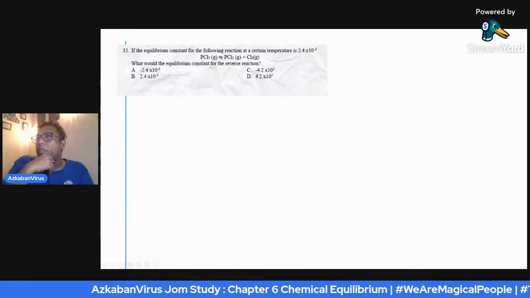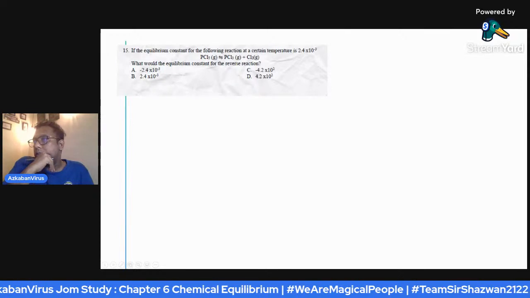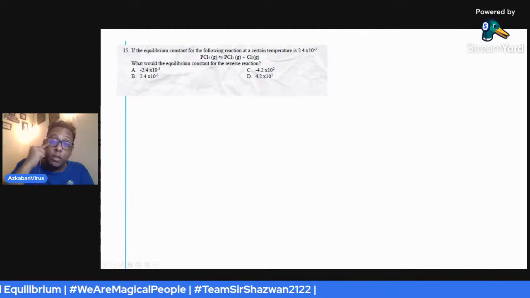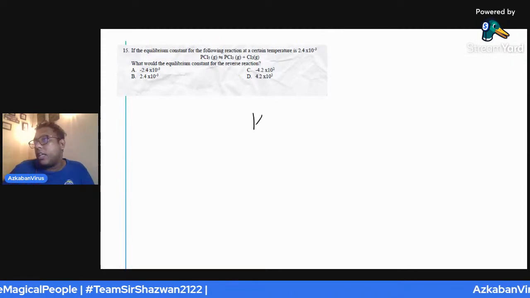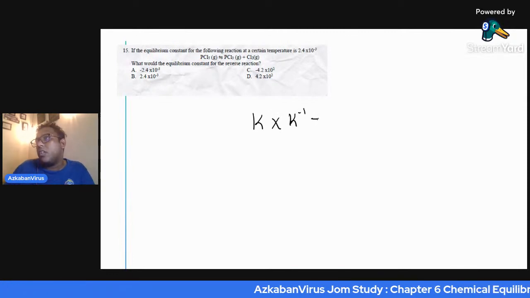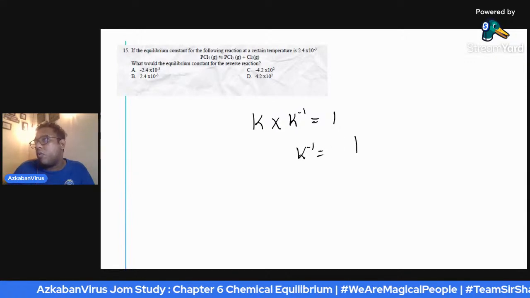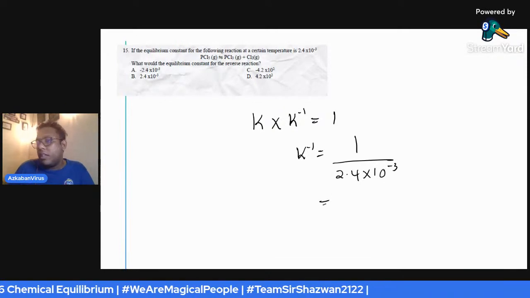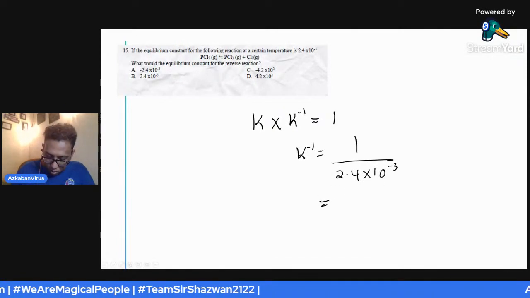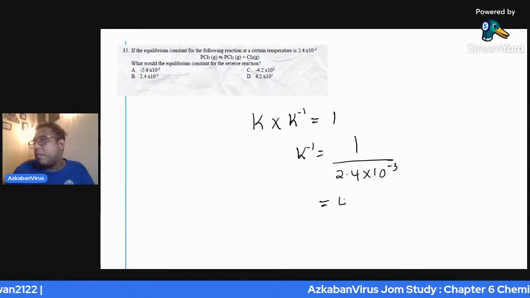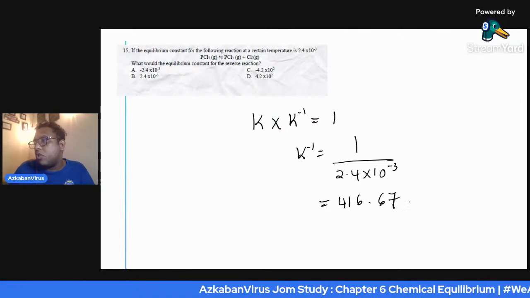If the equilibrium constant for the following reaction at certain temperature is 2.4 exponent negative 3, what will be the equilibrium constant for the reverse reaction? Ini sama macam tadi. Ingat, K forward darab dengan K reverse is equal to 1. So, K reverse is equal to 1 over 2.4 times 10 to the power of negative 3. This is equal to 416.67.